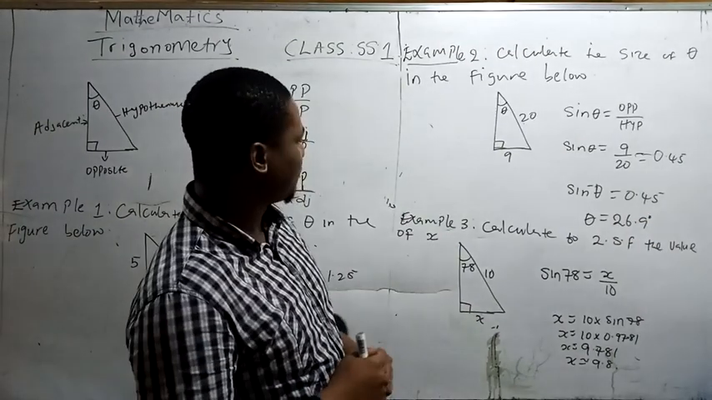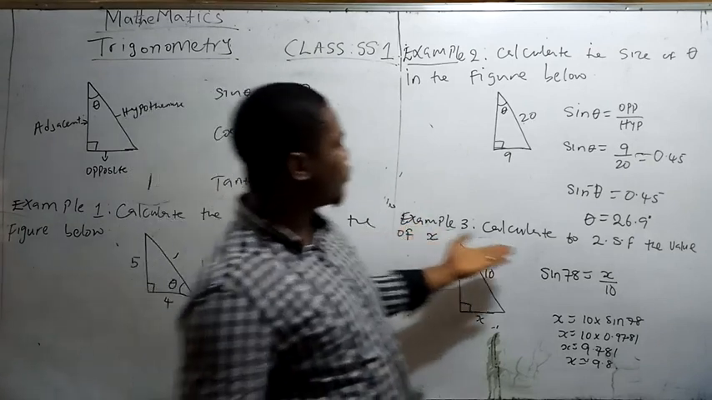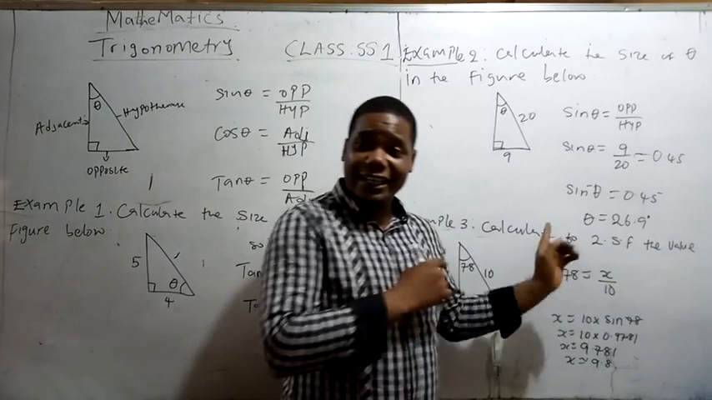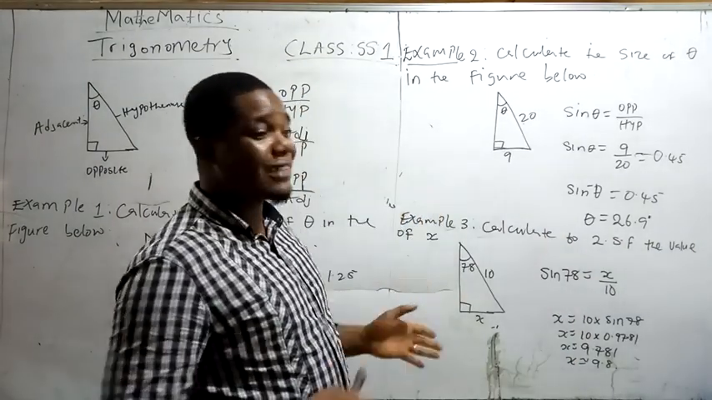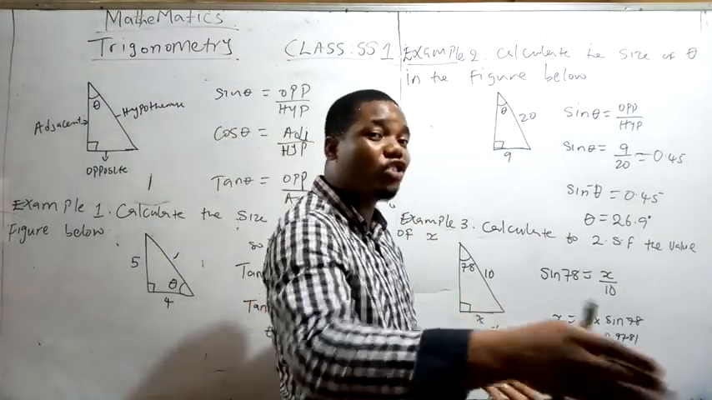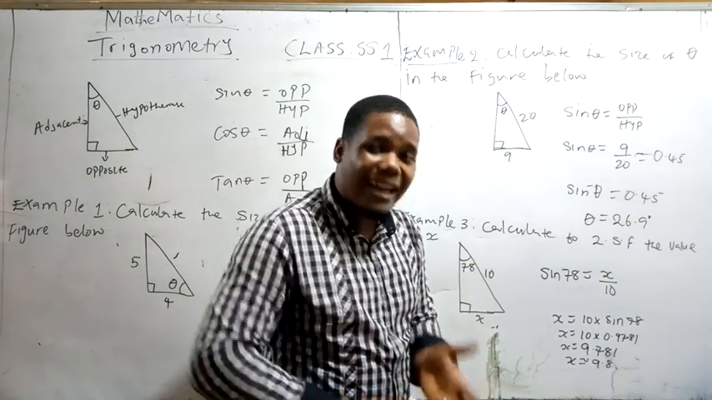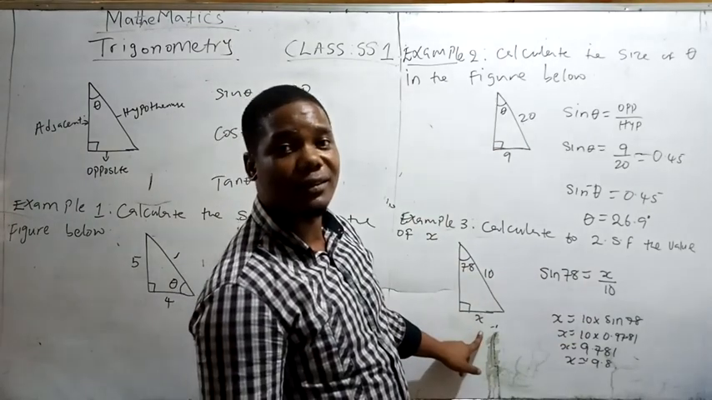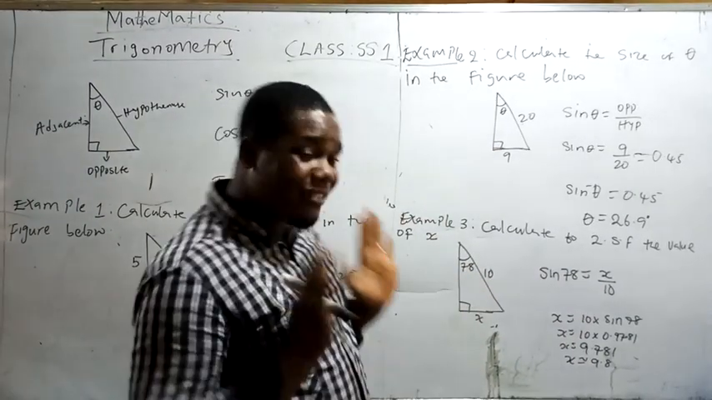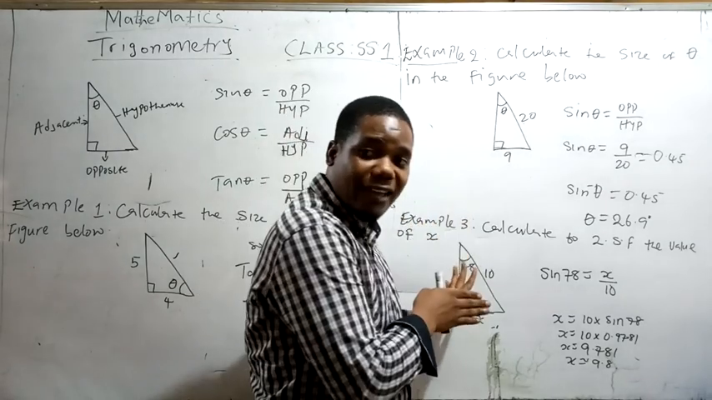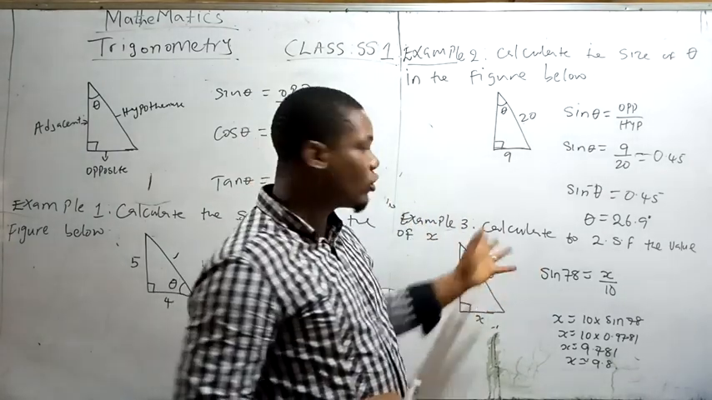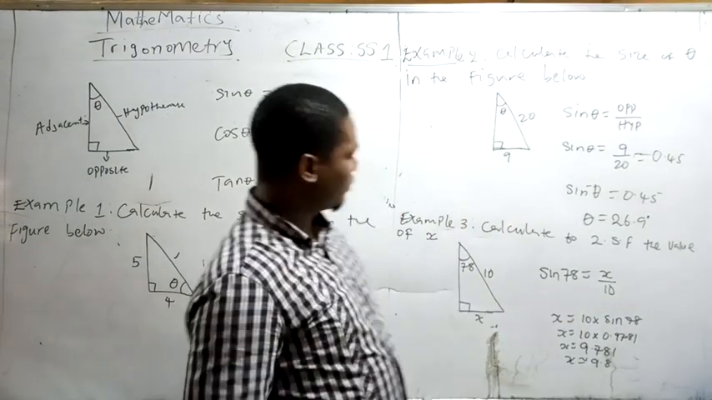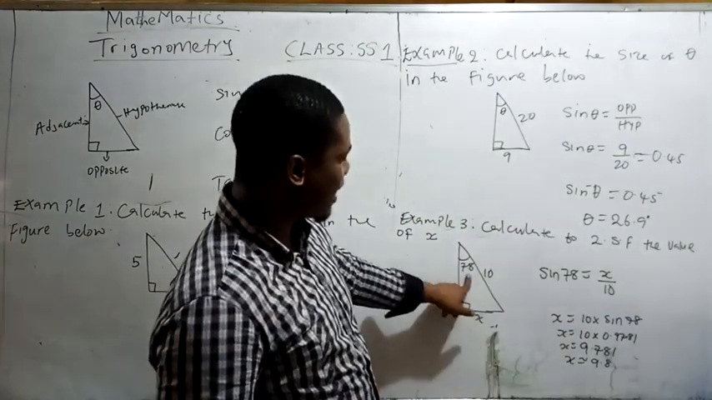Then look at number 3. Example 3. Calculate to two significant figures the value of x. Remember, I defined trigonometry as that branch of mathematics that studies the relationship between the length, the size, and the angle. So it's not just the angle we look for, we still look for the sides. Getting the side is the same application. When you see a right angle triangle, you locate your three points: my opposite, my adjacent, and my hypotenuse.